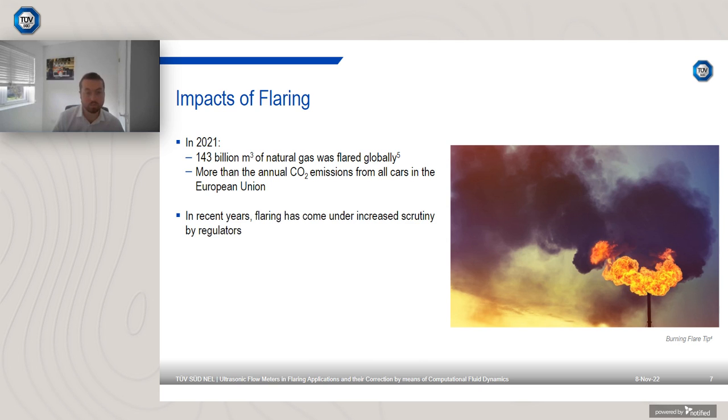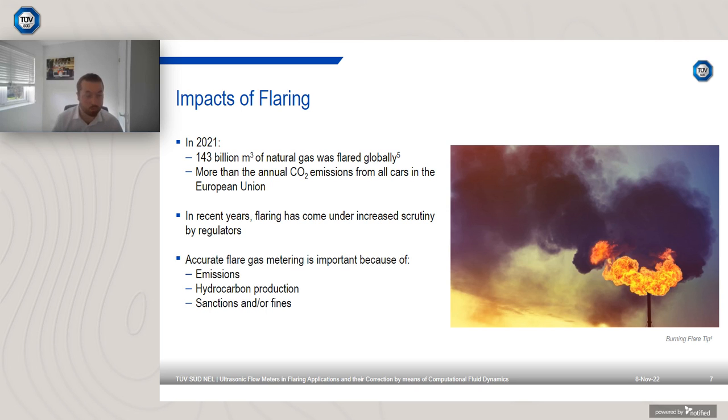So in recent years, flaring has come under a lot of increased scrutiny by the regulators, mainly focusing on making sure that your flare meter is accurate. And accurate flare gas metering is important because of a number of things. So first and foremost, reporting the correct number of emissions is the humane thing to do, as obviously it affects everybody. We then have hydrocarbon production.